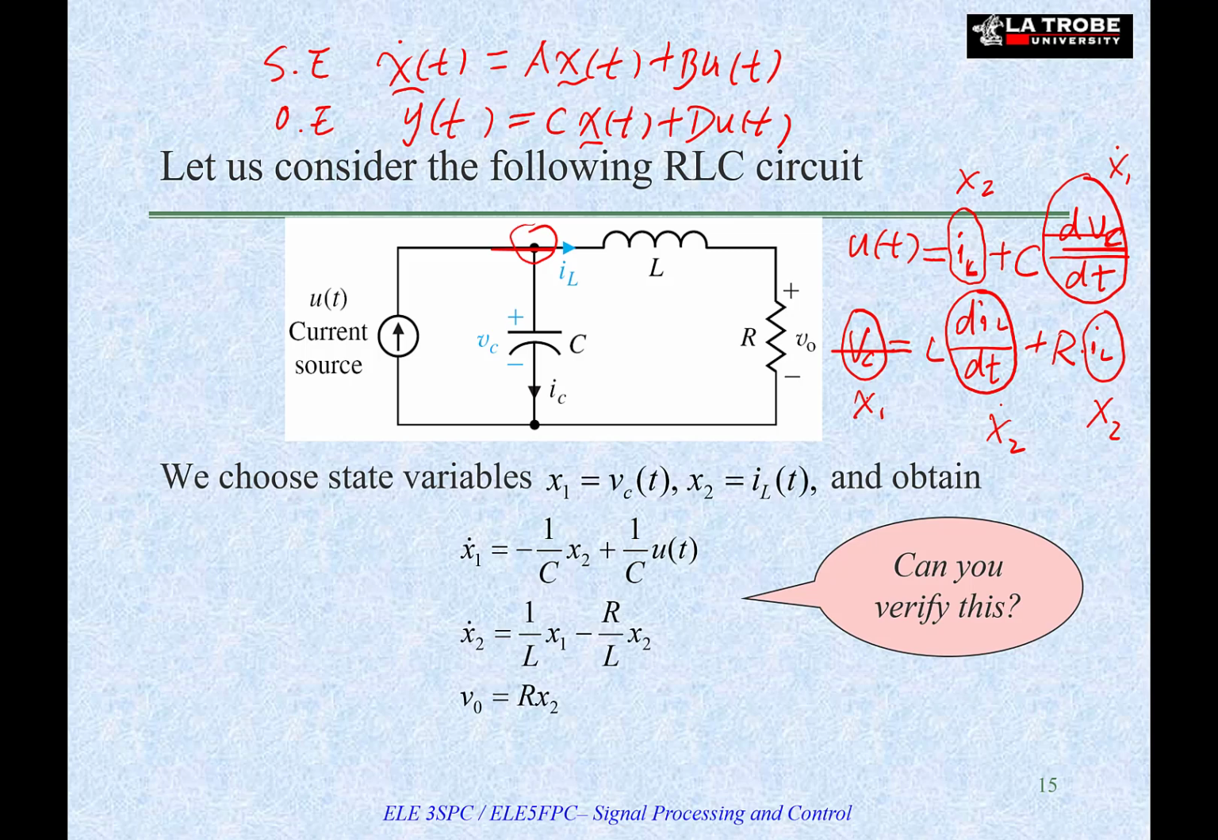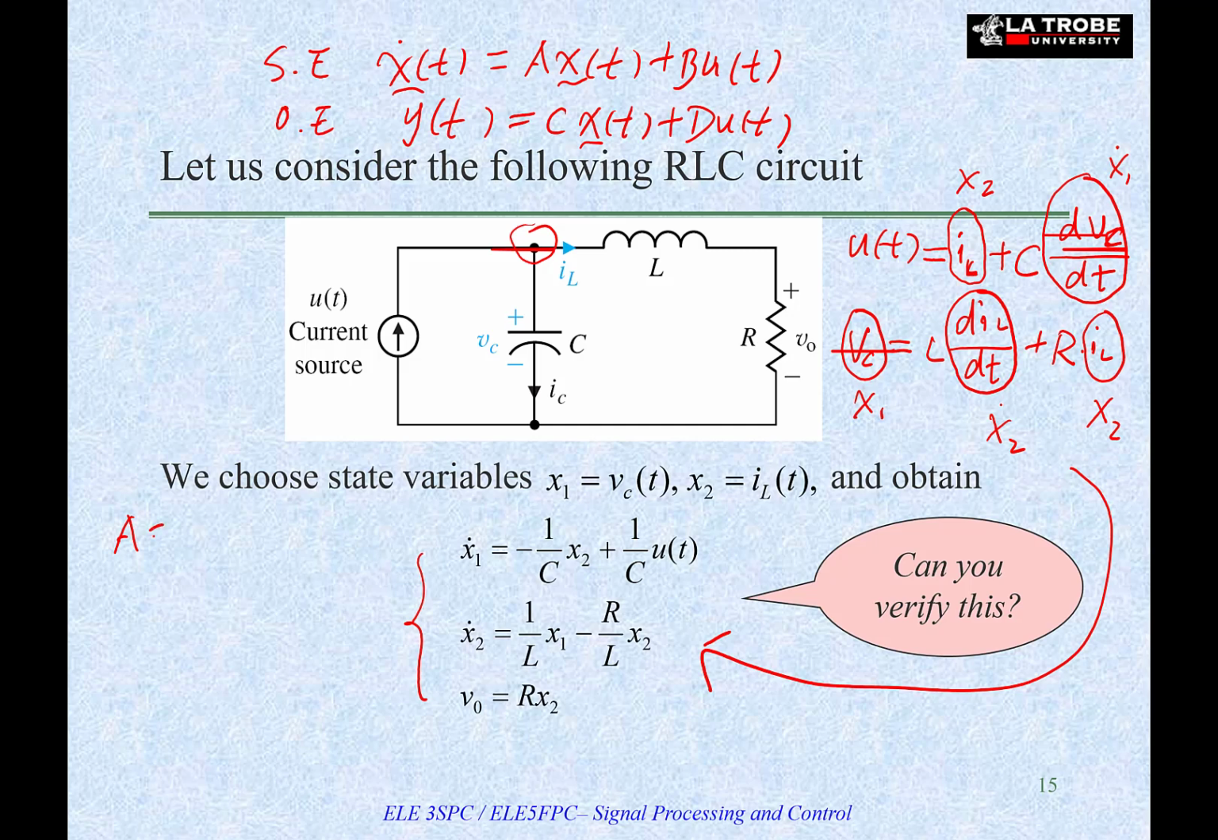And once we recognize all this, it's not difficult to write something like this. And by writing it in this form, it satisfies the requirement of a state space representation. The first two equations, x1 dot and x2 dot, give you the state equation. The last equation, v0, gives you the output equation. And if you want to write this into the matrix form, it should be easy enough.